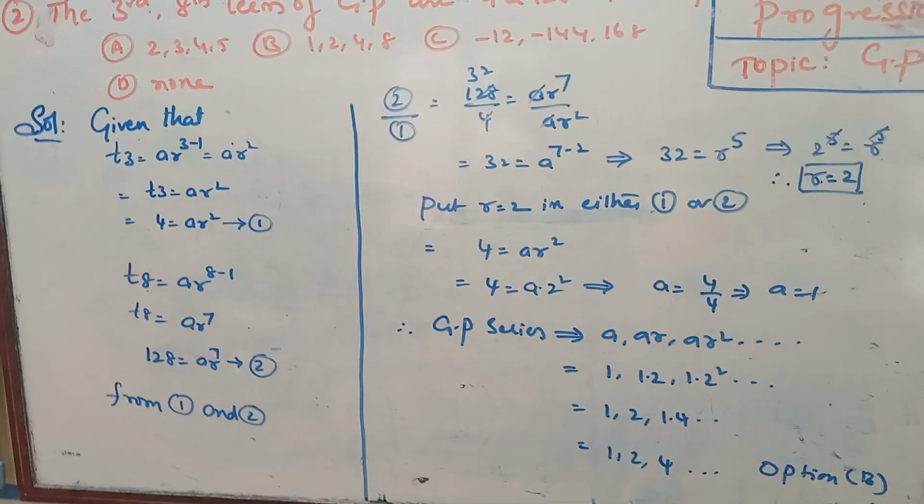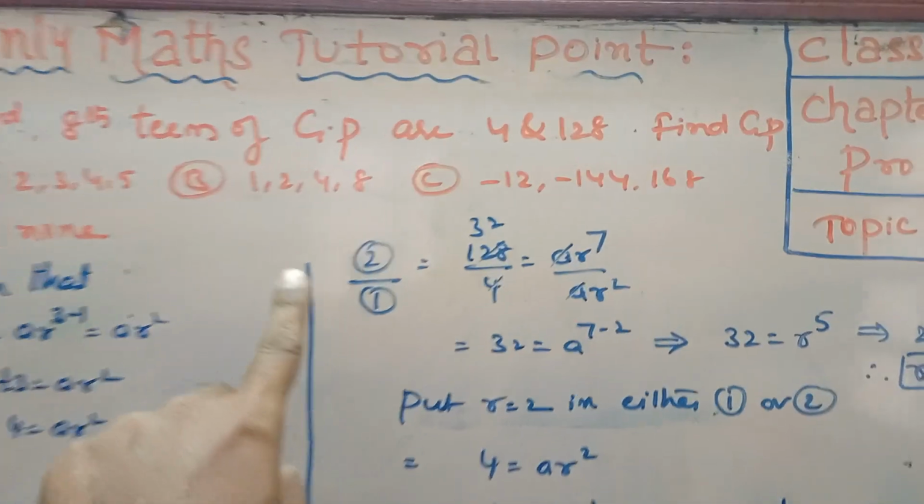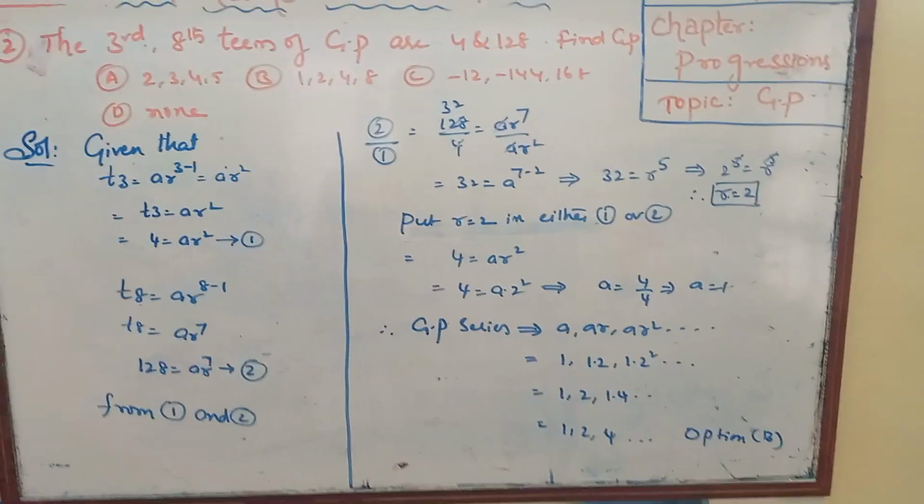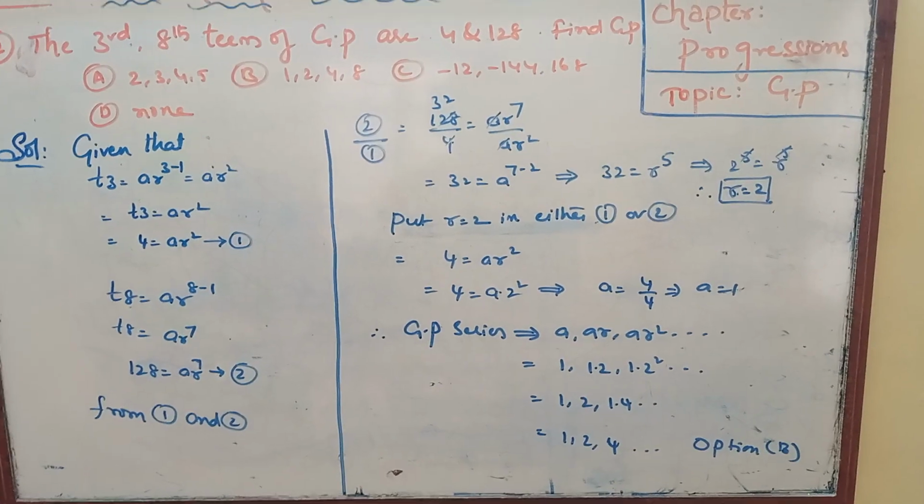So see the options. The solution is B option, that is 1, 2, 4, 8.